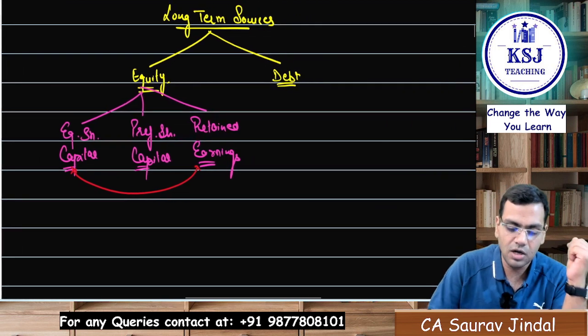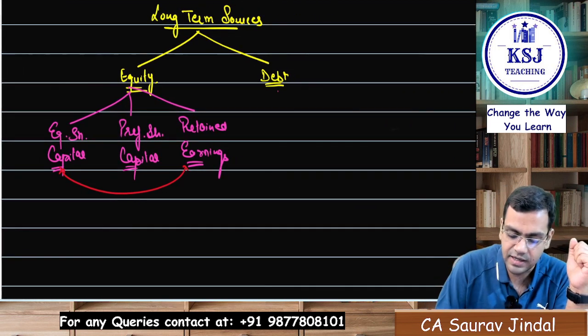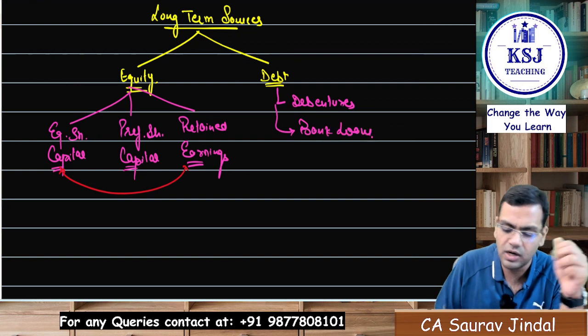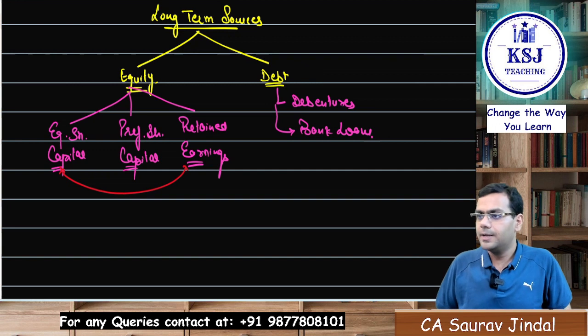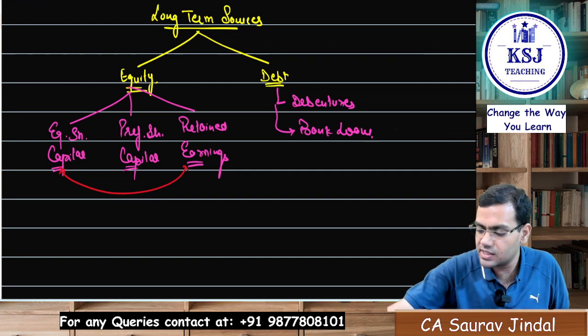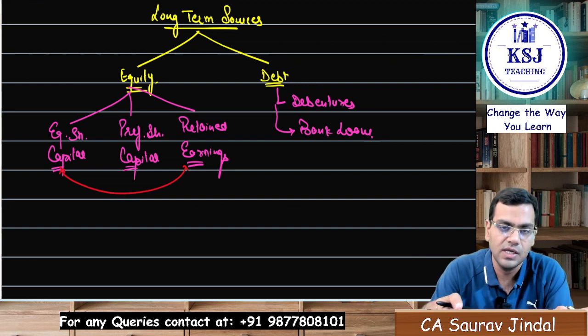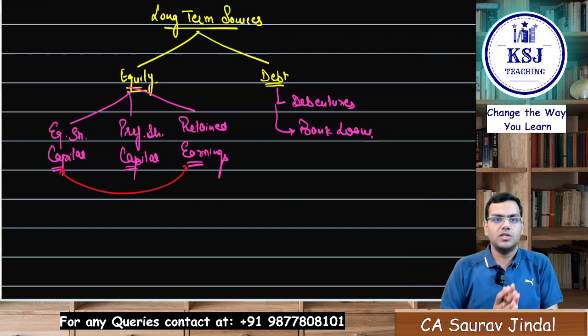Now when we talk about debt, sir, what is there in the debt? Debentures can be there, right? Then bank loans can be there, then bonds can be there. So all these are broadly a part of debt, right? So now we are going to quickly discuss what are the features of each of these sources, right? What are the various features of equity share capital?